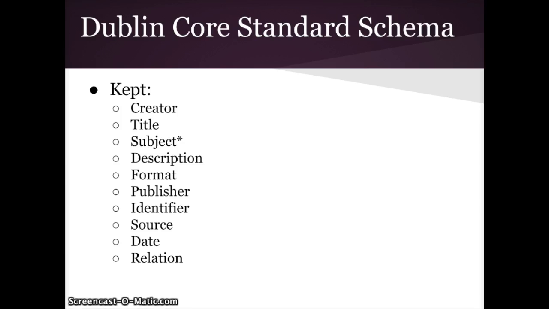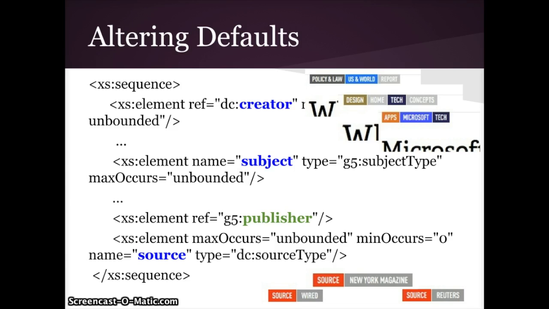You'll notice on this slide that there is a star next to subject. For this element, we kept the name but altered the enumerations of the schema attribute to use the Verge's own subject categorization. If this schema were expanded to include the other Vox sites mentioned earlier, that taxonomy would be useful in placing Verge posts in the context of other Vox content.